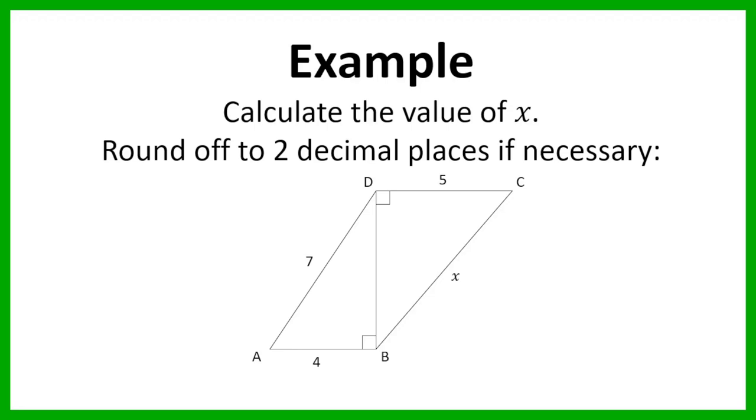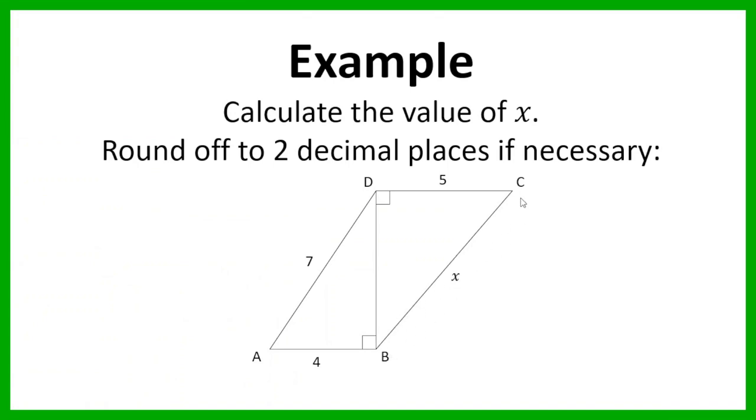Now your instruction is to round off to two decimal places if necessary. Okay, so obviously it says if necessary because you might not need to round off. Sometimes it'll work out to a nice answer, but if you do need to round off, then it must be to two decimal places. So now we're not going to be writing in a simpler surd form. So we're going to use our calculator to work out the answer and round it off. I need to work out the length of x.